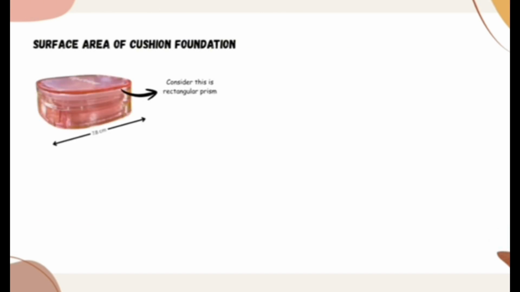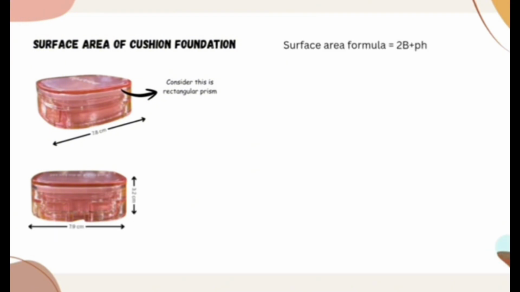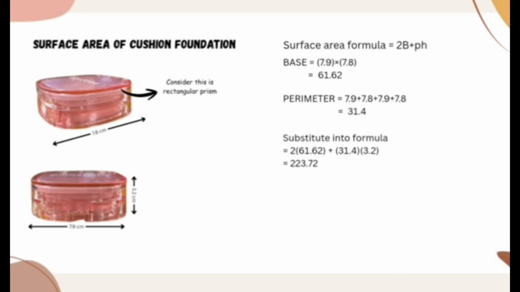Consider this a rectangular prism. The formula for the surface area is equal to 2 times the area of the base plus the perimeter of the base times the height. First, I will calculate the base by multiplying the length and width. Then, I will calculate the perimeter of the base by adding all the sides. After that, I will substitute all the values into the formula. The surface area of the cushion foundation is 223.72 square centimeters.